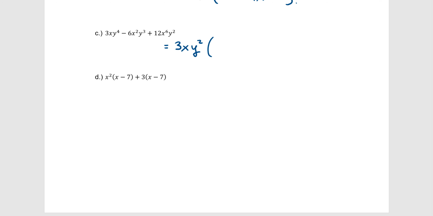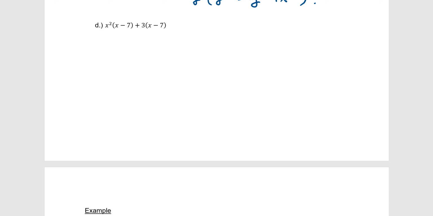We're dividing every term by that GCF to see what's left. We are left with x squared minus 2xy plus 4x to the 5th, and that is it. And it's also good, like I mentioned, you can check by distributing and making sure it equals what you started with. It's also good to make sure there's no GCF inside of your parentheses, what was left over. If there is a GCF inside of there still, then your original GCF was incorrect.